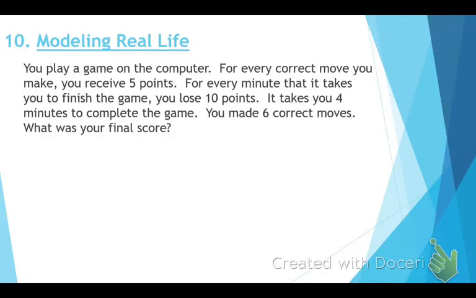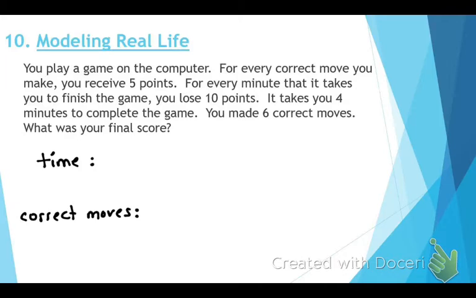All right, question number 10 says, you play a game on the computer. For every correct move you make, you receive 5 points. For every minute that it takes you to finish the game, you lose 10 points. It takes you 4 minutes to complete the game, and you made 6 correct moves. What was your final score? All right, so you guys may go ahead and start working on it. There's 2 things you're looking at. The time, how long it took you, and correct moves, how many correct moves you made. Those are the 2 things that will help you to find your score.